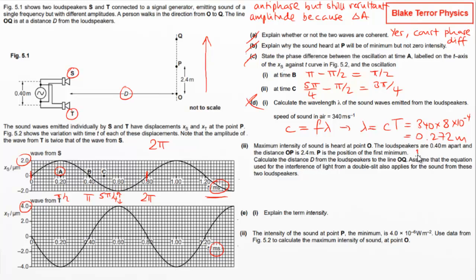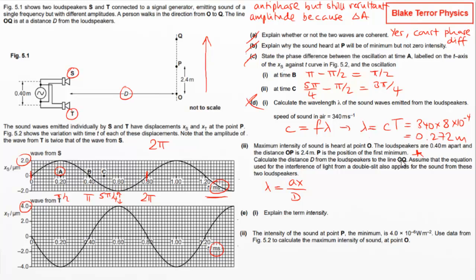P is the position of the first minimum. That is important. Calculate the distance D. Assume that the equation used for the interference of light from a double slit also applies to this. Yeah, so it's in the formula booklet, but you do this quite a lot: lambda equals ax over D for the wavelength. Obviously, you're going to want to rearrange that in order to work out what D is.